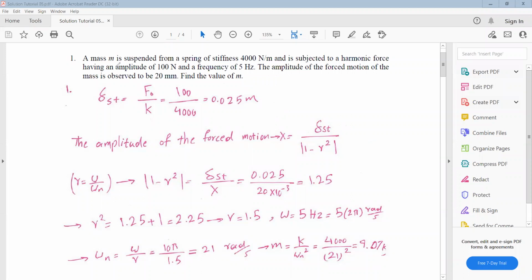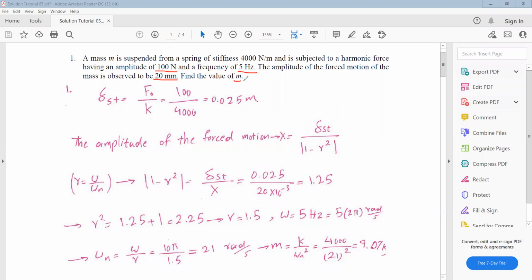The first problem is a mass M, which is suspended from a spring of stiffness 4,000 Newton per meter and is subjected to a harmonic force having an amplitude of 100 Newton and a frequency of 5 Hertz. The amplitude of the forced motion of the mass is observed to be 20 millimeter. Find the value of M.